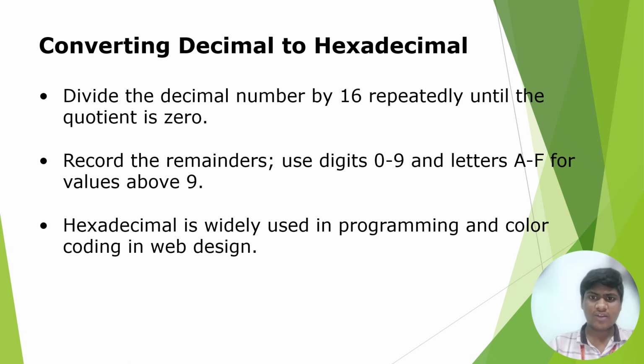Converting decimal to hexadecimal. Divide the decimal number by 16 repeatedly until the quotient is 0. Record the remainders, using digits 0 to 9 and letters A to F for values above 9. Hexadecimal is widely used in programming and color coding in web design.